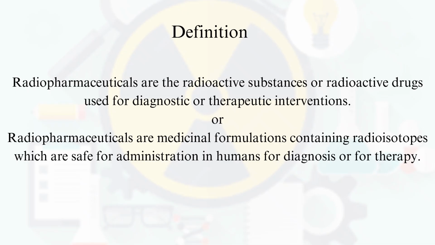Let's see the definition for radiopharmaceuticals. Radiopharmaceuticals are the radioactive substances or radioactive drugs that are used for diagnostic or therapeutic interventions. Or you can otherwise define radiopharmaceuticals as medicinal formulations containing radioisotopes which are safe for administration in humans for diagnosis or for therapy.